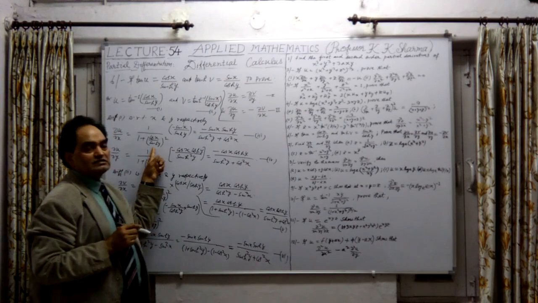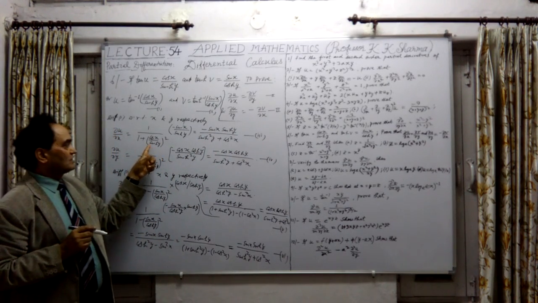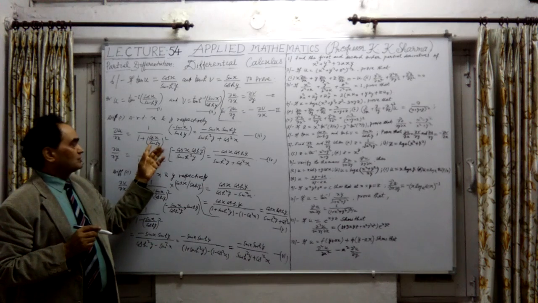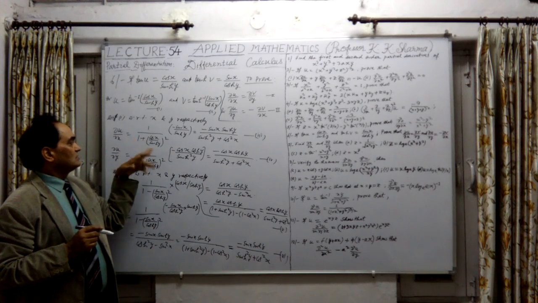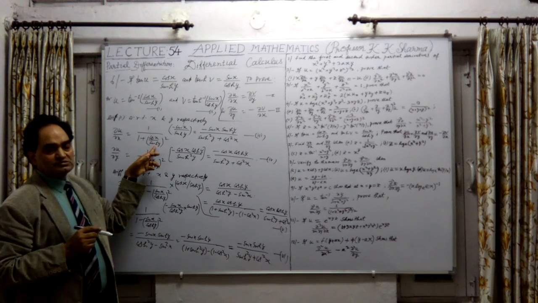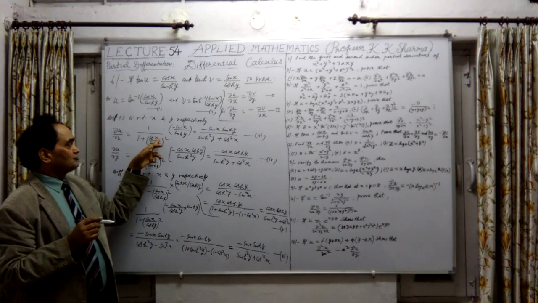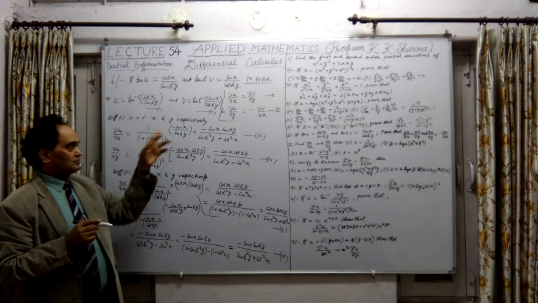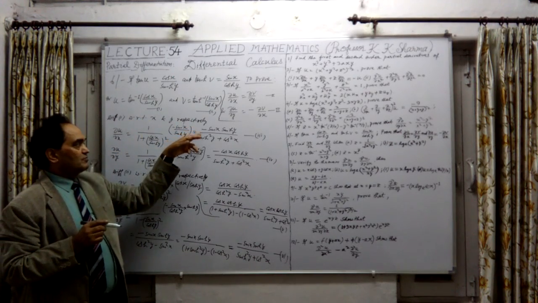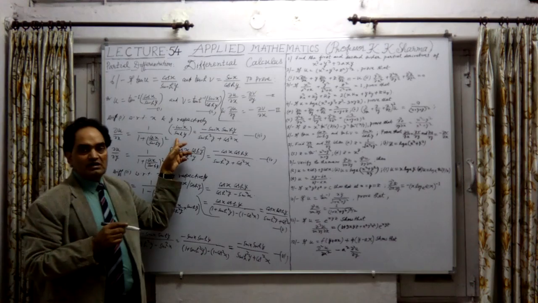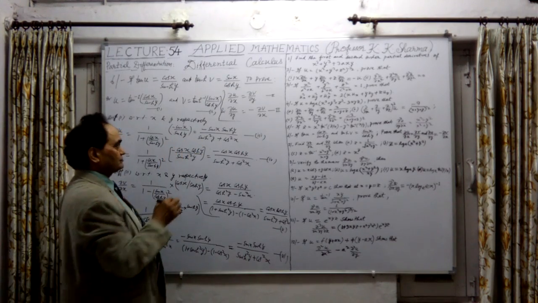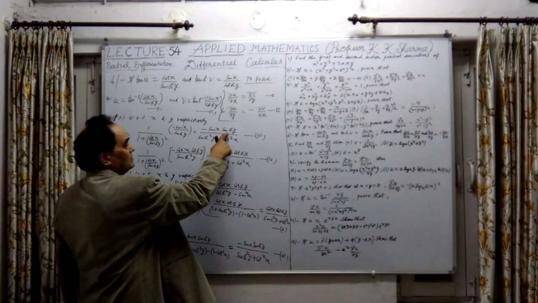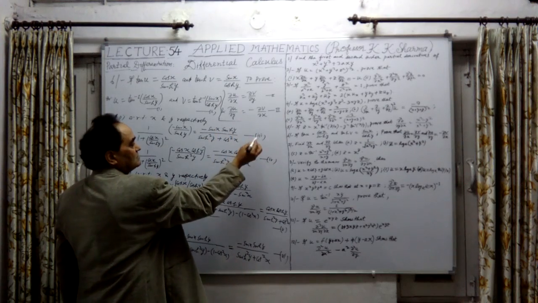After taking the LCM, the LCM will be sinh square y. So we take this one into sinh square y, that means sinh square y plus cos square x divided by sinh square y will come in the numerator. So when we multiply this sinh square y by this sinh y, one sinh y cancels out and one will remain. So this is the final value of this.